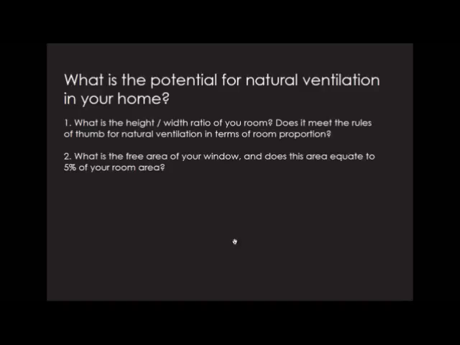You can draw them, you can photograph them, but critically I want to understand what they actually mean in terms of what we call free area. So free area is, although the window might have an area of glass, the question of how much free area, as in when it's open, how much that actually means, isn't quite as clear cut. Again, the rule of thumb is that you should have 5% of free area with respect to the room area.